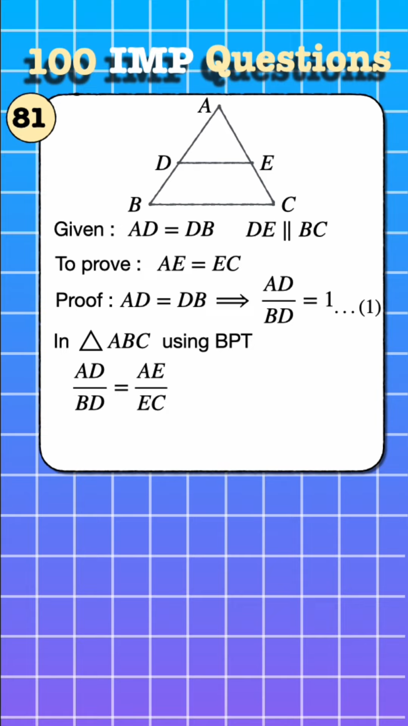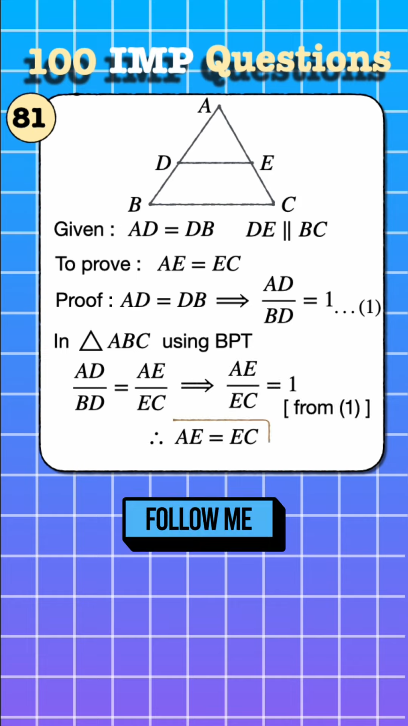But we know that from equation number 1 that AD upon BD is 1. So left hand side is 1, which means AE upon EC is also 1. And if you transfer EC to the right hand side, you will get AE is equal to EC. Hence proved.